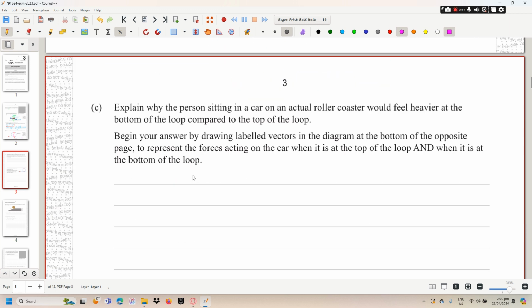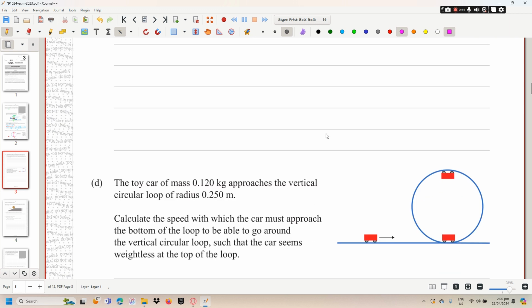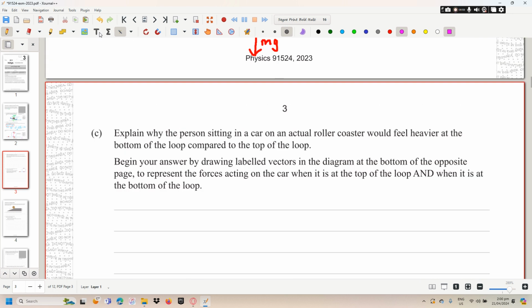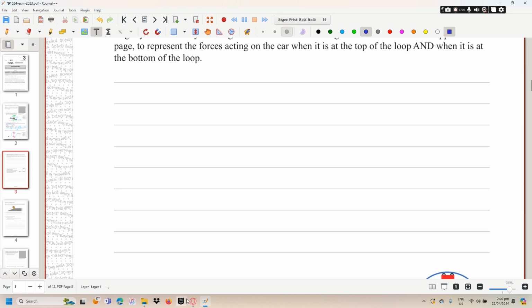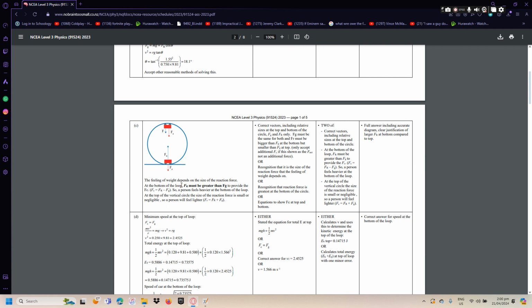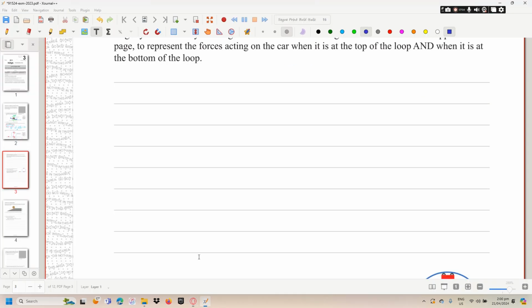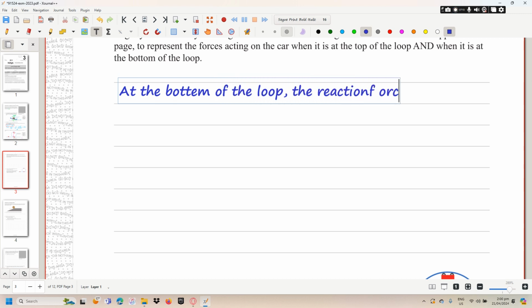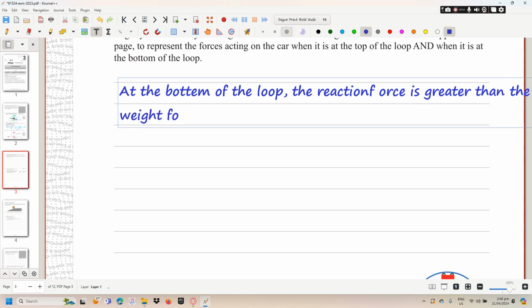At the bottom you would feel heavier, so begin the answer with a labelled drawing. Okay, so now we've got to put all that into words. So, the marking schedule: at the bottom of the loop, the reaction force is greater than the weight force downward.